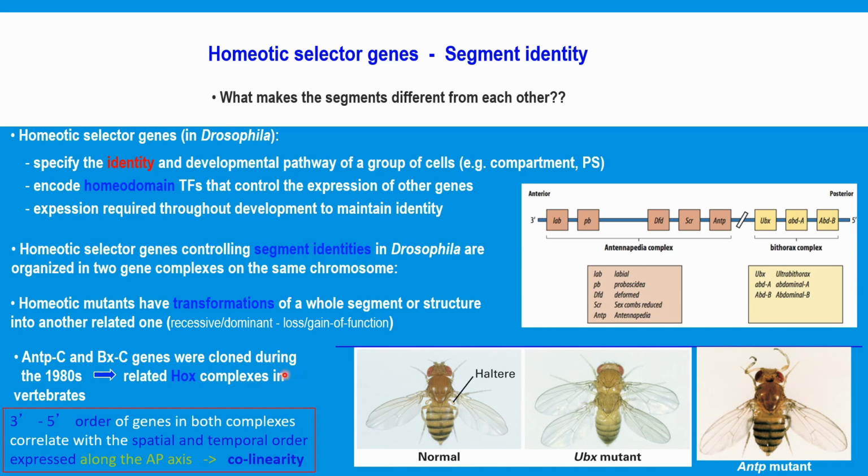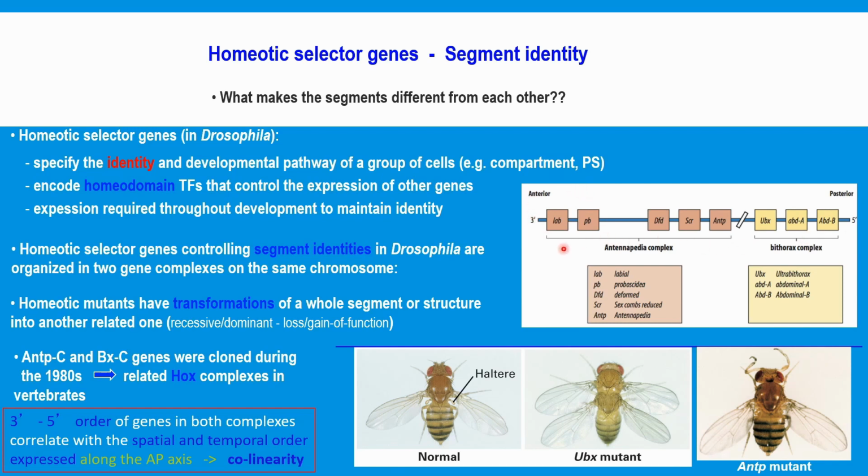unusual and interesting things about these genes is that they have this collinearity. So the 3' to 5' order that the genes are organized on the chromosome correlates with the spatial and temporal order in which they're expressed. By that I mean that this gene labial will be expressed before this gene in time and will be expressed more anteriorly than this gene. And this holds true for the whole set of complexes.